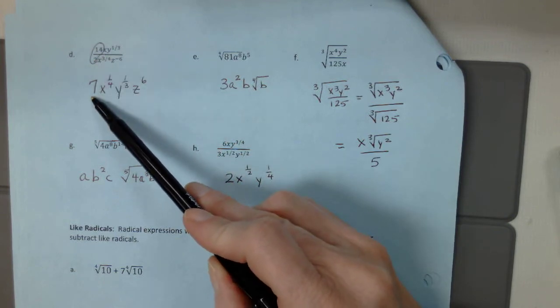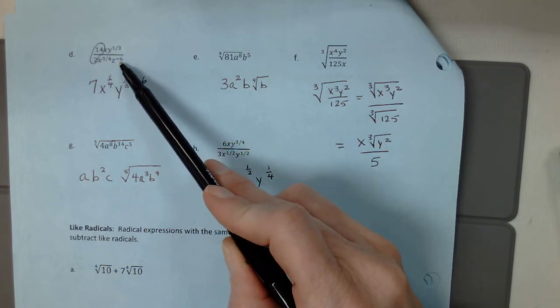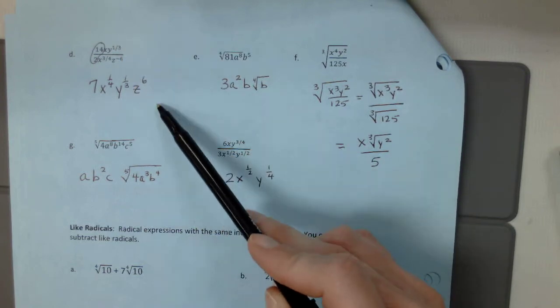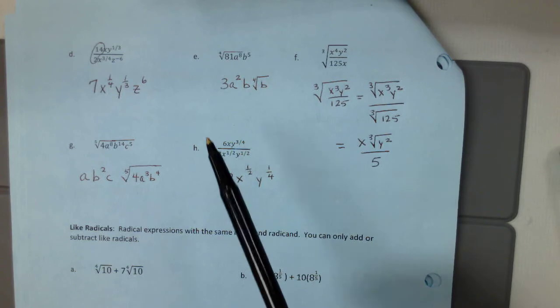14 divided by 2 is 7. We apply the rules to the exponents here. Make sure z has got a -6 with it. We have to move it up to the numerator for it to become a positive exponent. Again, never leave a negative exponent in your answer.